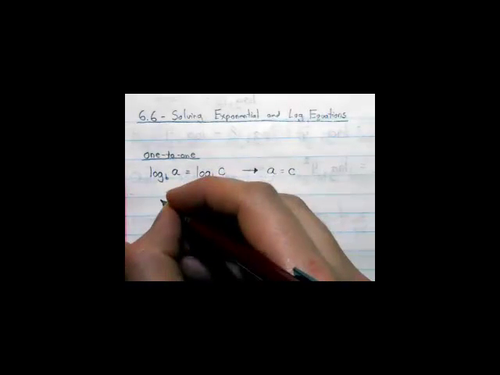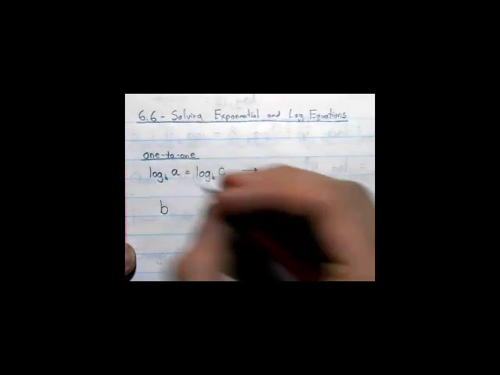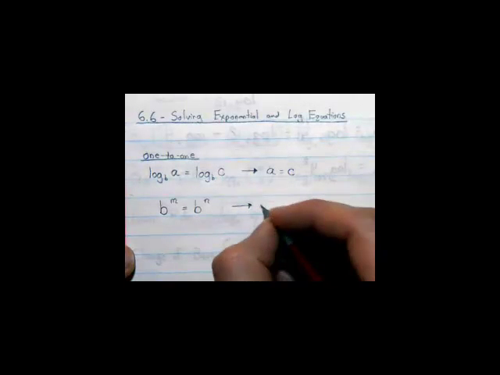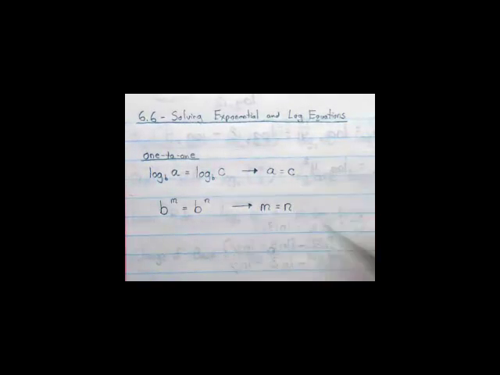Likewise, if I had b to the m equals b to the n, well then m equals n, and they have the same base. If those two exponentials are going to come out the same, then what they're being raised to has to be the same number too. So in this case, m would equal n. Okay, so let's work on a few that use these properties. Like I said, these are the easy ones. If they're set up that way, where they match, you've got it.